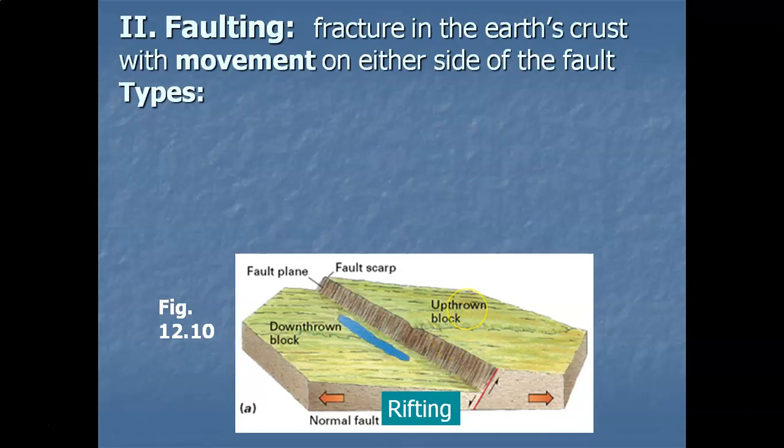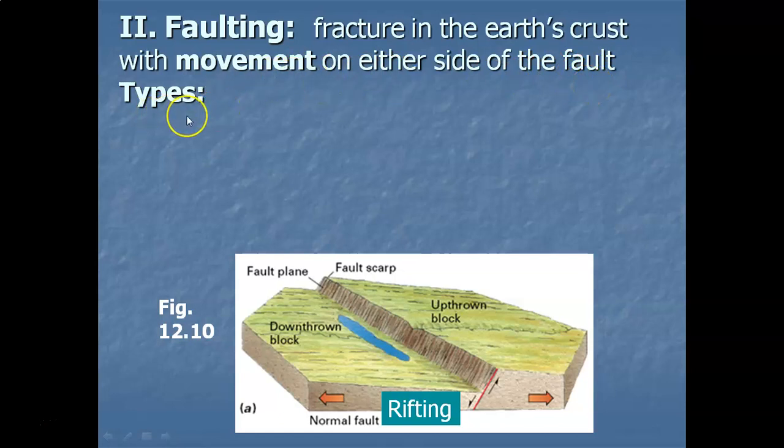Now, a fault is a fracture in the Earth's crust. The key word is movement. In order to be a fault, there's got to be movement on either side of that fault line fracture. So it's not just like a joint. You've got to have movement.